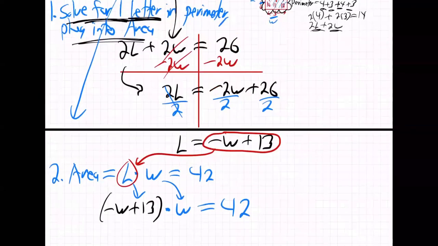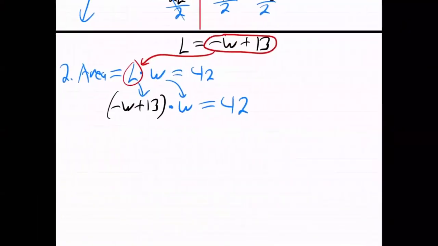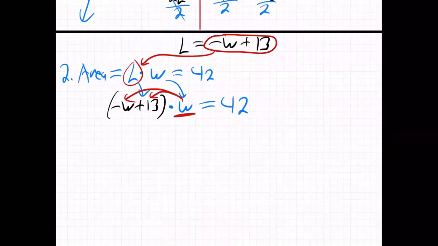Just making sense. So I took the perimeter equation, solved for one letter, got the L alone in the perimeter equation, and now plug that into the area equation. And that way we get down to just one letter. You know what to do now. Got parentheses, so I'm going to distribute. W times negative w is negative w squared plus 13w is 42.